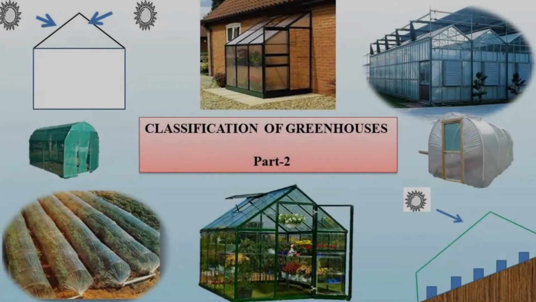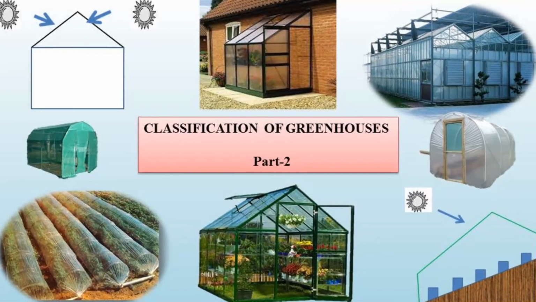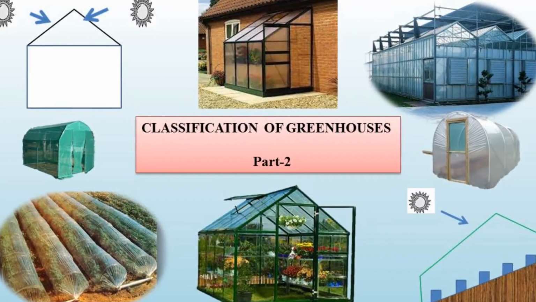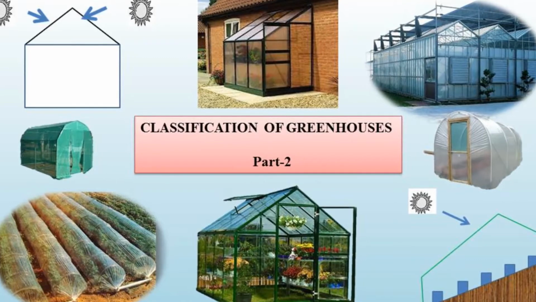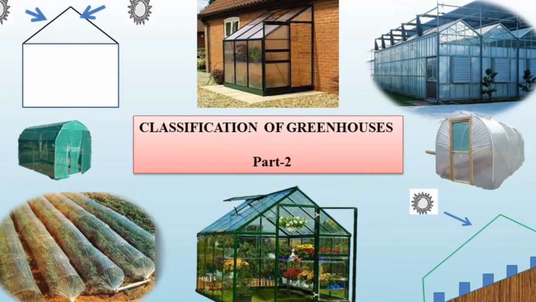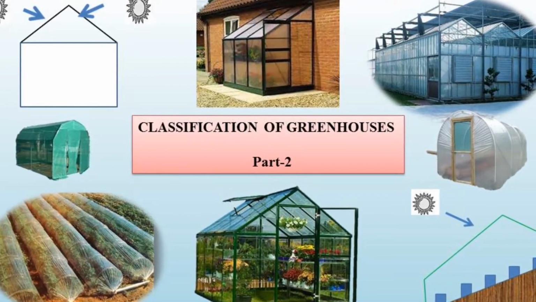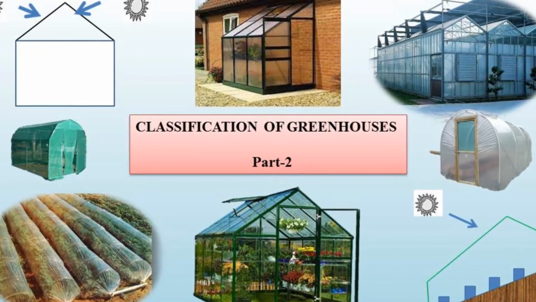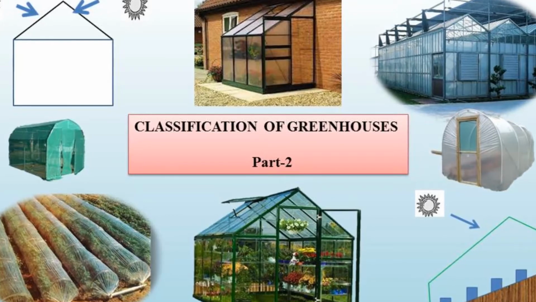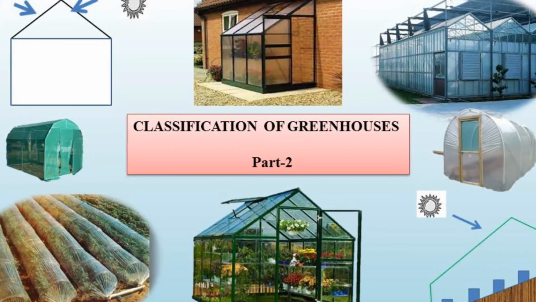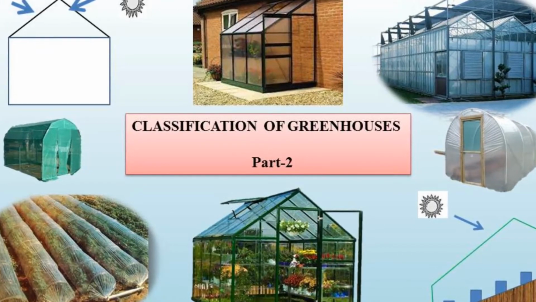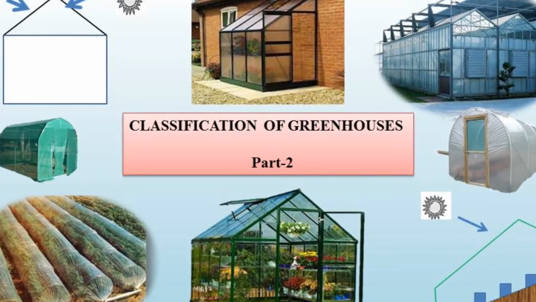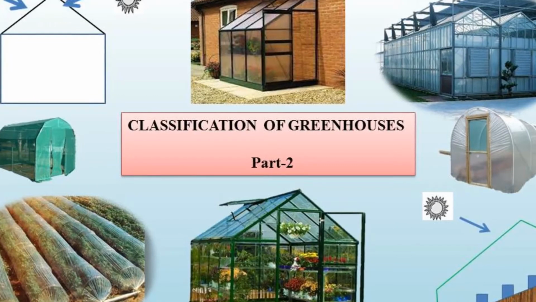Hello friends, this is your fourth lecture of Elective Hot 355. In the previous lecture, we learned about classification of greenhouse, and in that classification we completed the first two topics, that is classification of greenhouse based on shape and based on utility. But in today's lecture, we are going to continue the remaining part of this topic.